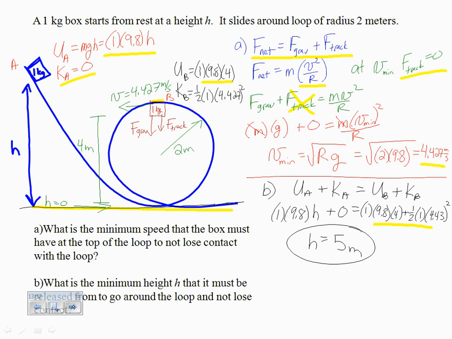If it's released from a height that's bigger than that, it's going to give us a speed that's bigger than 4.427 meters per second, which means that it will be on the track and the track will be pushing down. We are going to see that in our next slide.